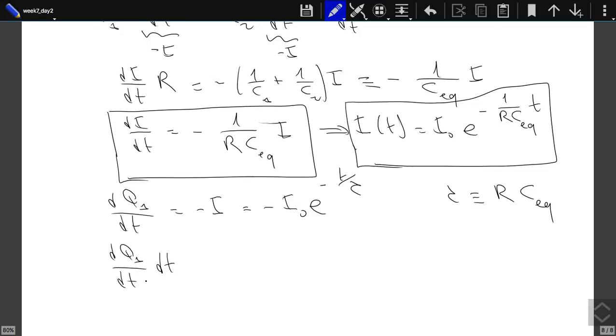Let's multiply both sides by dt and evaluate it from 0 to some final time t. This should be equal to minus I0 integral from 0 to t of e to the power minus t over tau dt. Now I0 I just moved out. Do you agree?